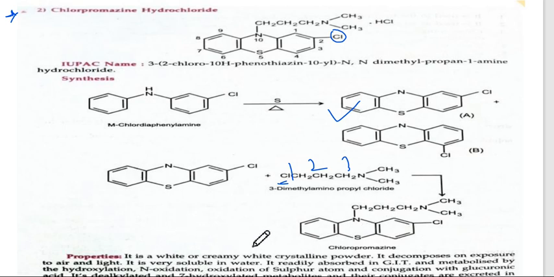The properties are, it is a white to creamy white crystalline powder. It decomposes on exposure to light, and it is very soluble in water. It is readily absorbed in the GIT and metabolized by hydroxylation and oxidation of the sulfur atom, and conjugation with glucuronic acid. It is dealkylated and 7-hydroxylated, and the conjugated metabolites are excreted.